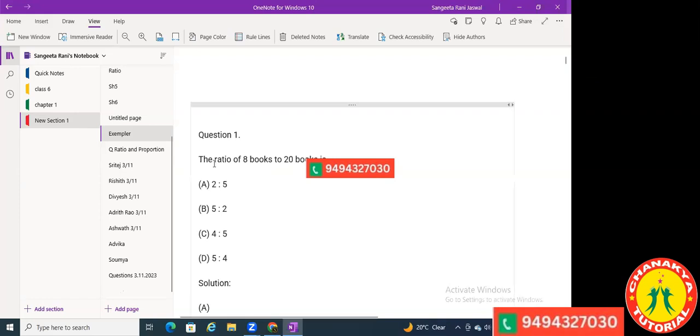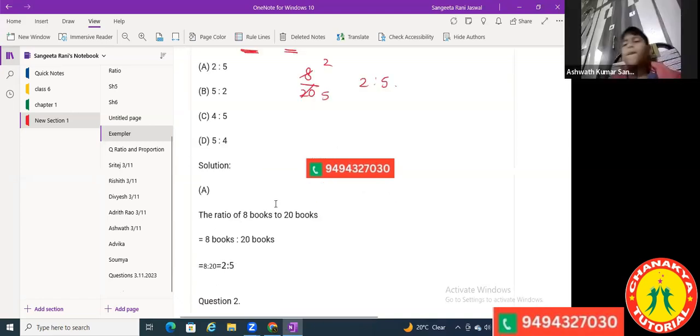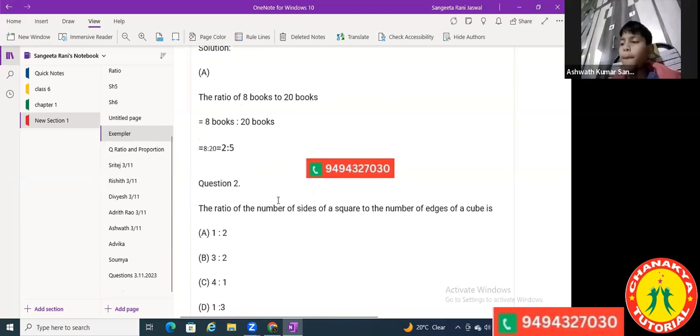Whichever number is given first, that we will take as a numerator. The other number we will take as a denominator. So that is 8 by 20. You can just reduce with 4. 4 twos are 8, 4 fives are 20. So that's 2:5. Yes, good, Sritej.